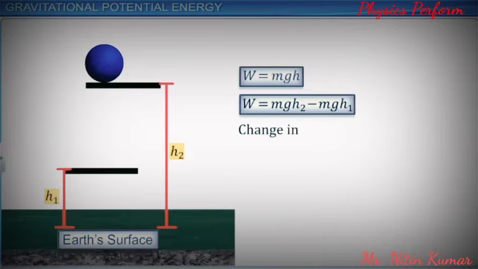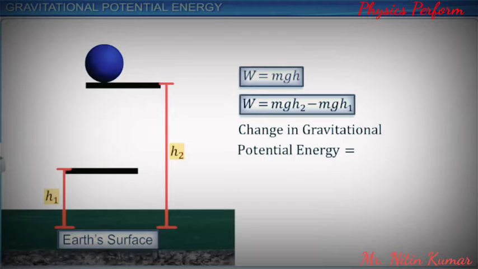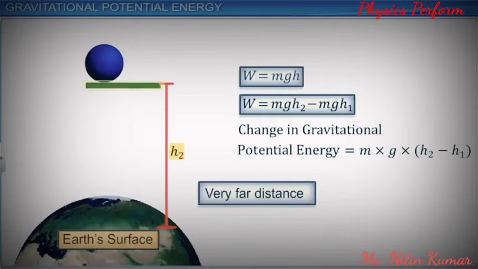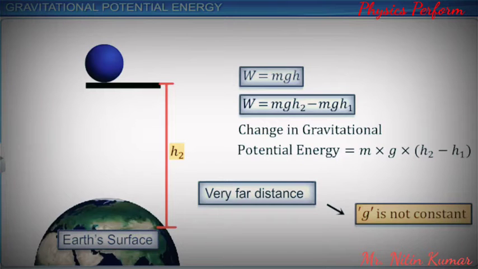The change in gravitational potential energy of a body is calculated by the product of its mass, acceleration due to gravity at the given place, and the change in the height of the body from the chosen reference level. This is not applicable when we consider a point very far from the surface of the Earth, as the value of acceleration due to gravity is no more constant. Thus, the expression mg as the force acting on the body due to gravitational pull of the Earth is not applicable at that distance.